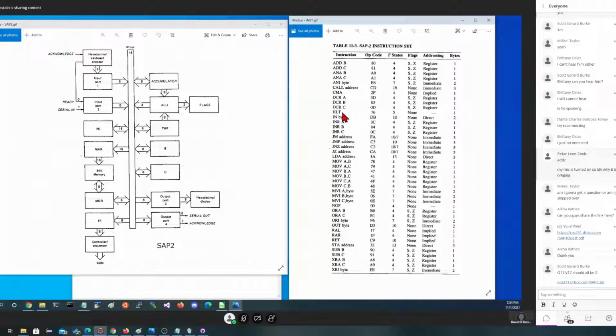The halt instruction. 76 trombones, you can remember it that way. The opcode is 76. Takes 5 T states. That's where it encounters, oh, it's been recognized, and so it doesn't go any further. Doesn't set any flags. Has no operands, doesn't even get that far, so we just say it's no addressing mode at all. And takes 1 byte to encode it, the 76.